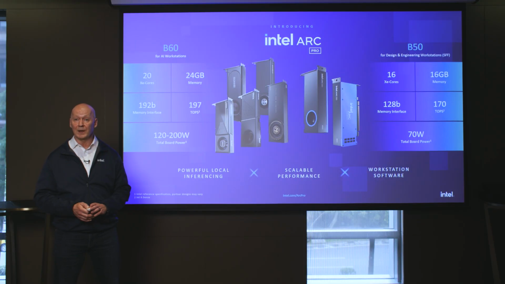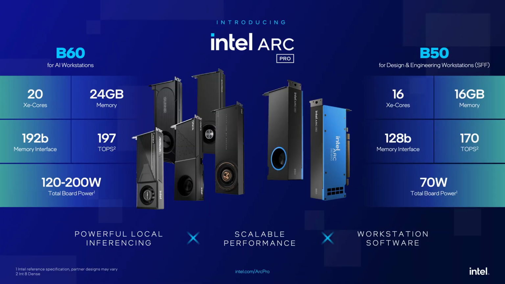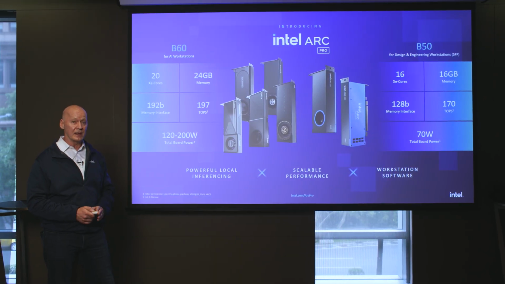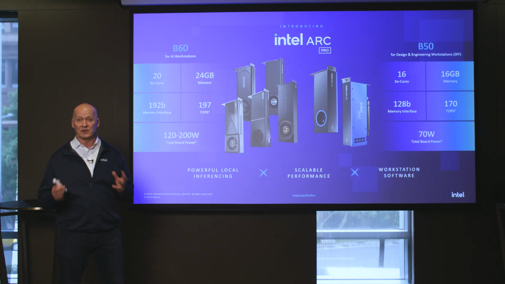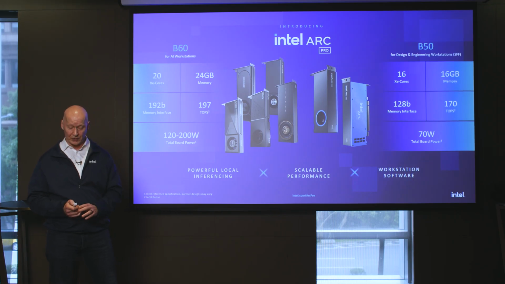So also this week, we announced our new Arc Pro graphics cards. These are the B60 for AI workstations, which supports up to 24 gigs of built-in memory, as well as 197 TOPS of AI performance. We also introduced our B50 product, which is for design and engineering class workstations with 16 gigs of memory, up to 170 TOPS. And these platforms are creating a lot of excitement in the industry. We're working with a number of partners across the ecosystem to roll them out, delivering powerful local inferencing, scalable performance, and they're supported by all the workstation software optimization and certifications I described earlier.